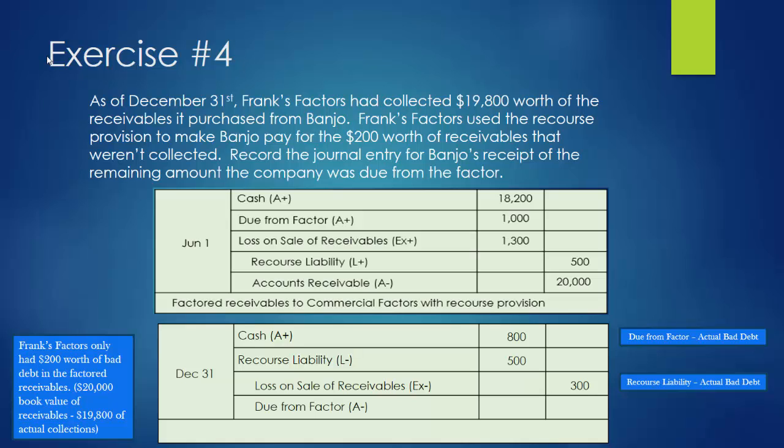And then lastly, what else has to come off the books besides our recourse liability? The amount we expect to receive from the factor. We put a $1,000 receivable on the books at the time we made the sale. We are settling with the factor, which means we got to take it off the books. So we're going to credit due from factor for $1,000 when we settled our recourse liability with this factor.